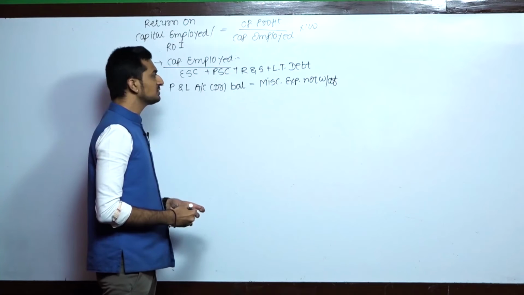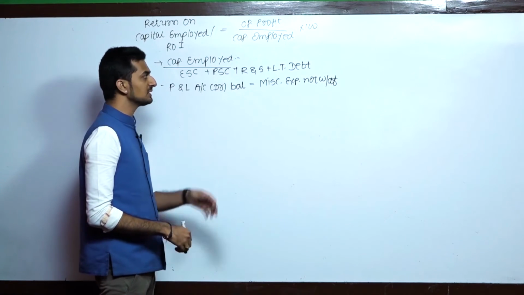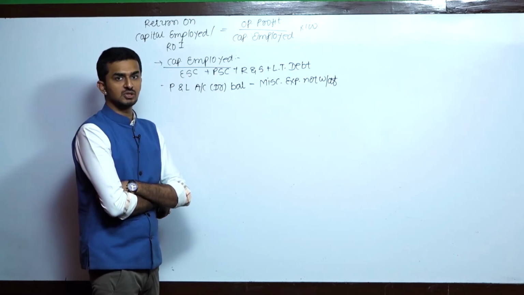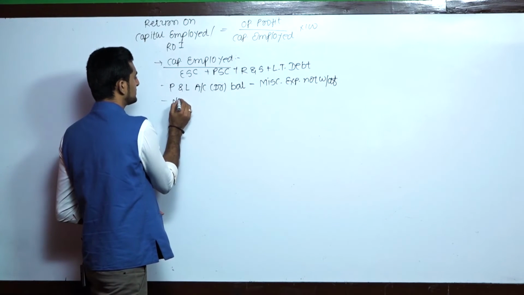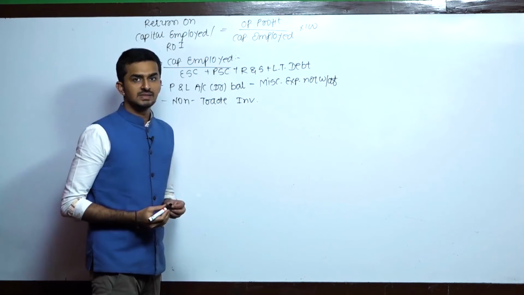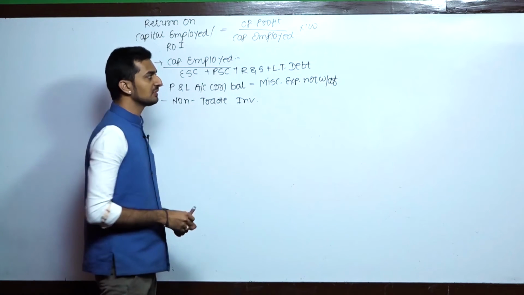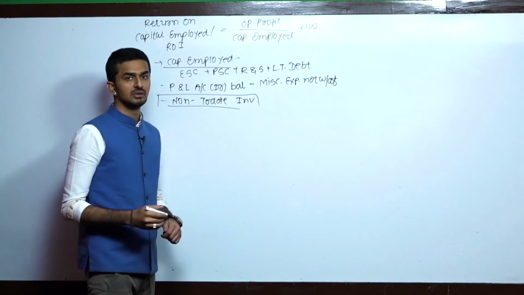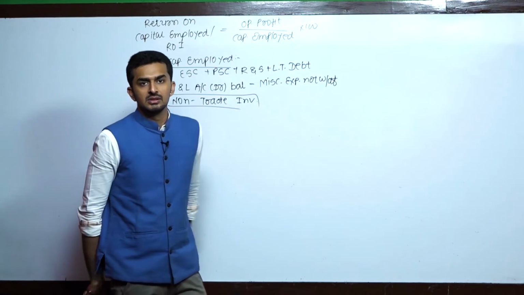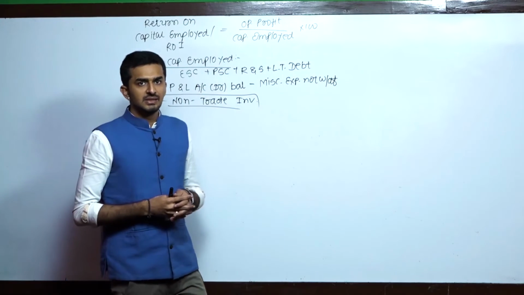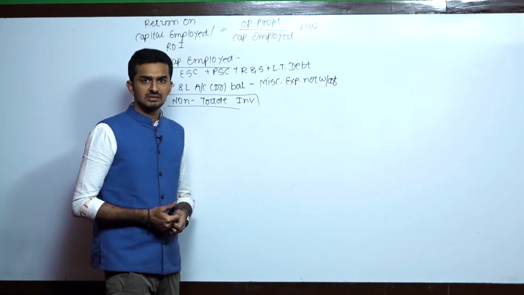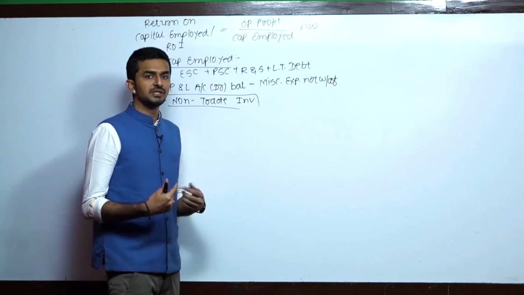Right. So it is equity share capital plus preference share capital plus reserve surplus plus long-term debt minus P&L account debit balance minus miscellaneous expense not written off, and a very important thing is minus non-trade investment. This is something which you really need to understand and remember. Why do we subtract non-trade investment? See, if you have marked my words properly, when calculating ROCE, I said it talks about profit generated from the business and capital employed in the business.